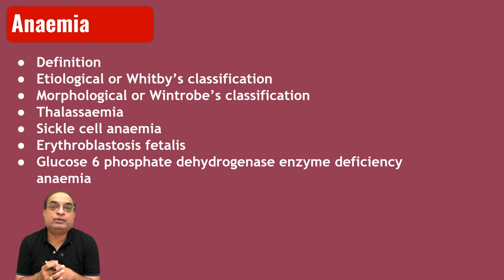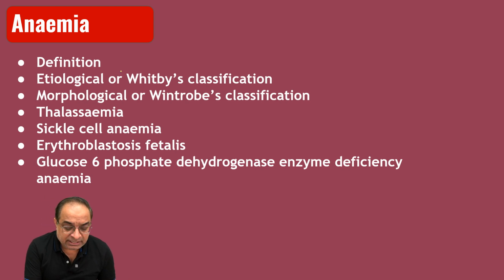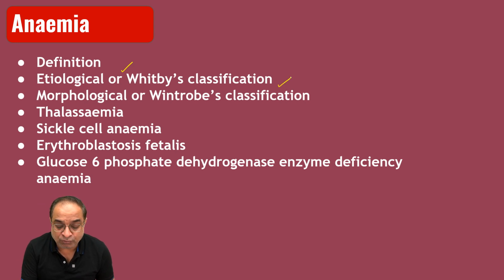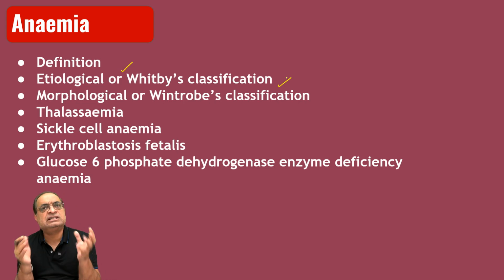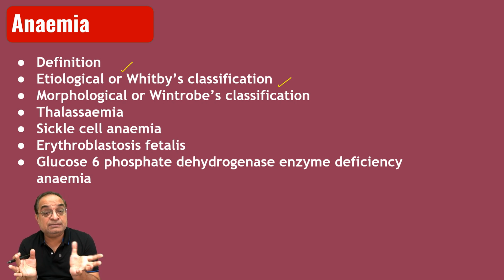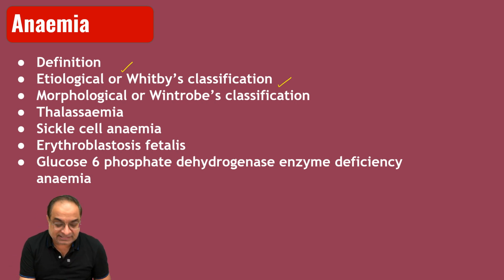Anemia, in detail we have to discuss about anemia. Anemia is basically the decrease in the number of RBCs, which ultimately results in decrease in the amount of hemoglobin also. There are different ways of classifying anemias: etiological or Whitby's classification, morphological or Wintrobe's classification. What is sickle cell anemia? What is pernicious anemia? Megaloblastic anemia? So even thalassemia, all these things we'll be discussing.